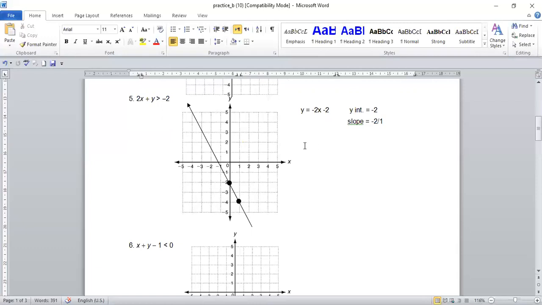Now, which part am I going to color? Because the inequality says it is greater. So the inequality basically is going to be something like this: y is greater than negative 2x minus 2. Because it says greater, it should be the part which is above the line. So if this is the line, which is the part above and which is the part below? This is the below part and this is the above part.